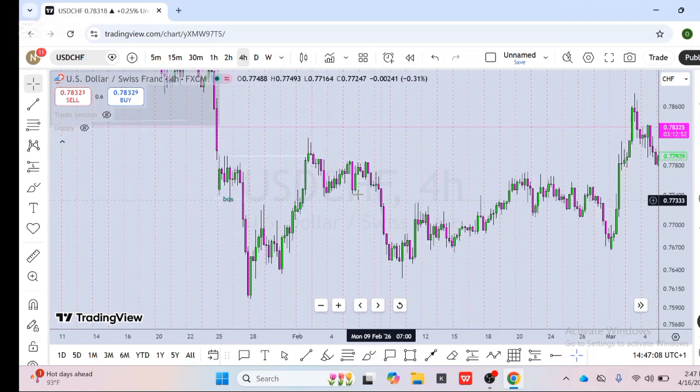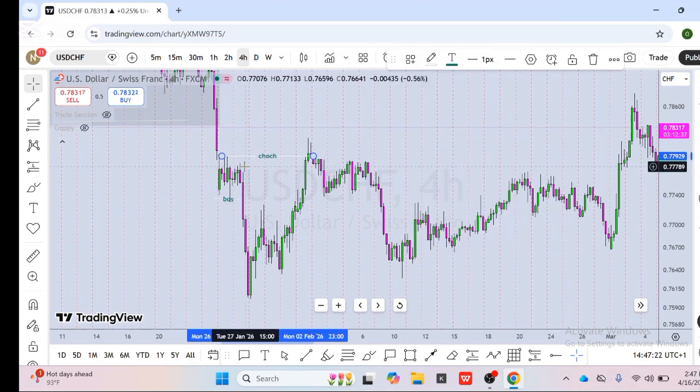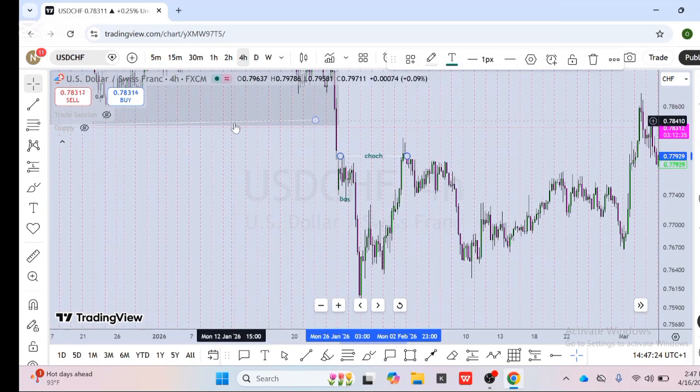It's closing above the body of this candle. So here we have a change of character. What is a change of character? A change of character, we call it CHoCH. A change of character means that this market was selling and price came. This is the last block of structure.